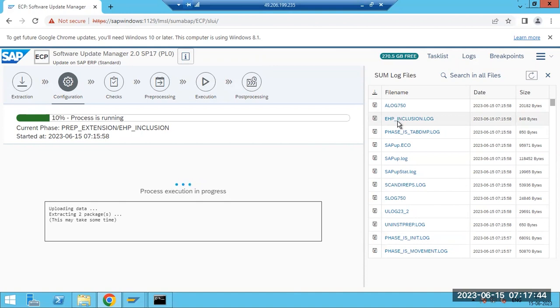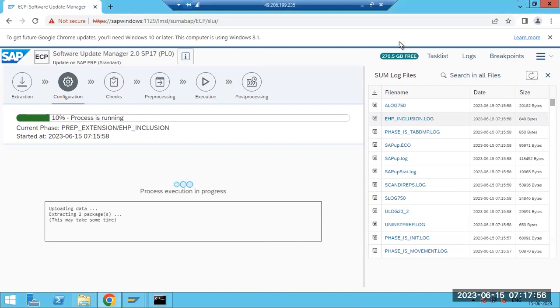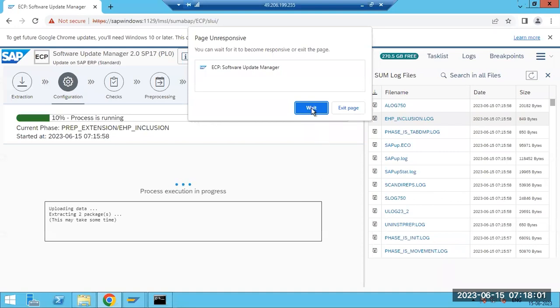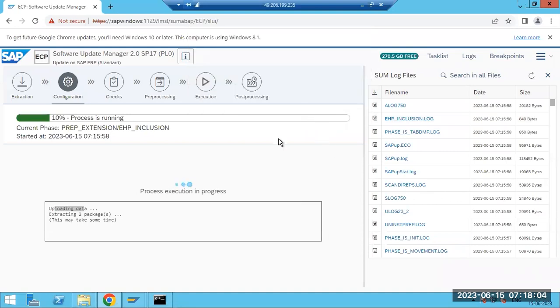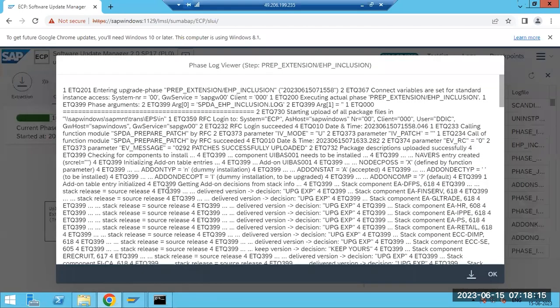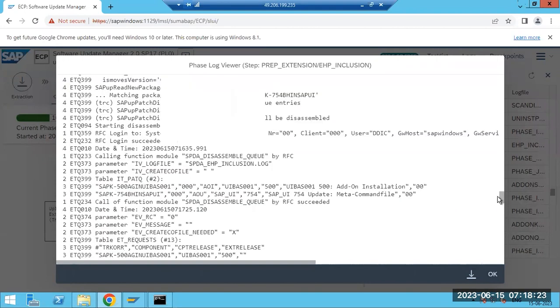Here it is uploading the data and extracting the two packages. On one side we have to monitor our CPU utilization as well. Why? Because we have increased the processes, so we need to check our CPU utilization also in the system. EHP inclusion: what is happening in the EHP inclusion? We can check the logs as well in the system. See here, all the patches are getting imported.